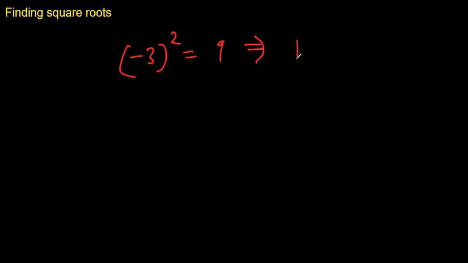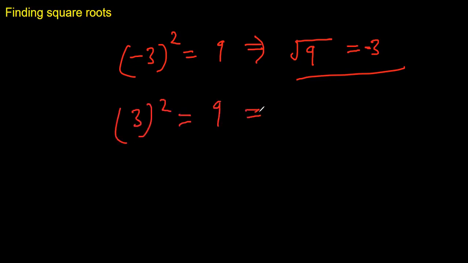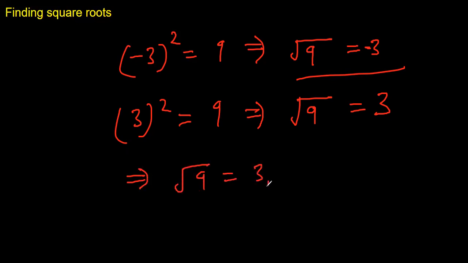Because the square of negative 3 is 9, this means square root of 9 is negative 3. We also have seen that the square of 3 is 9, so this says square root of 9 is 3. Does this mean that square root of 9 is plus 3 and minus 3? Yes, both the number 3 and negative 3 are the square root of 9.